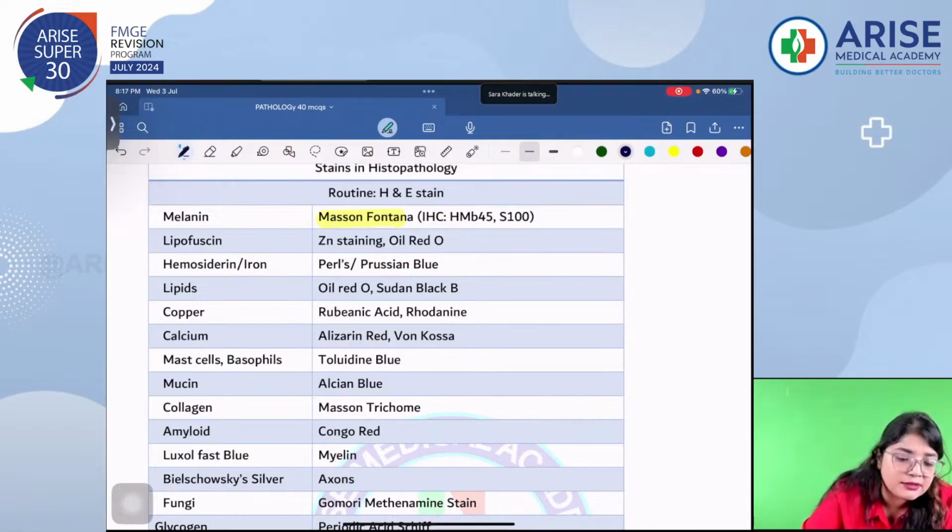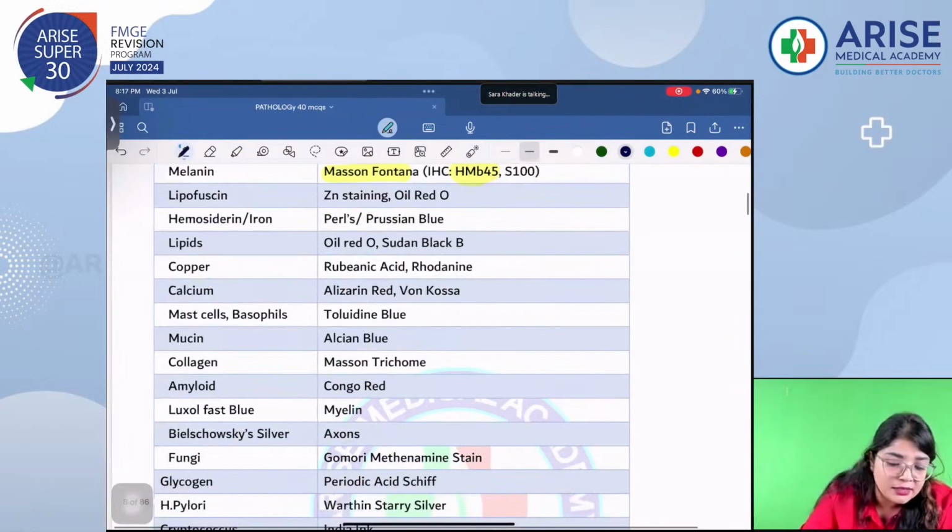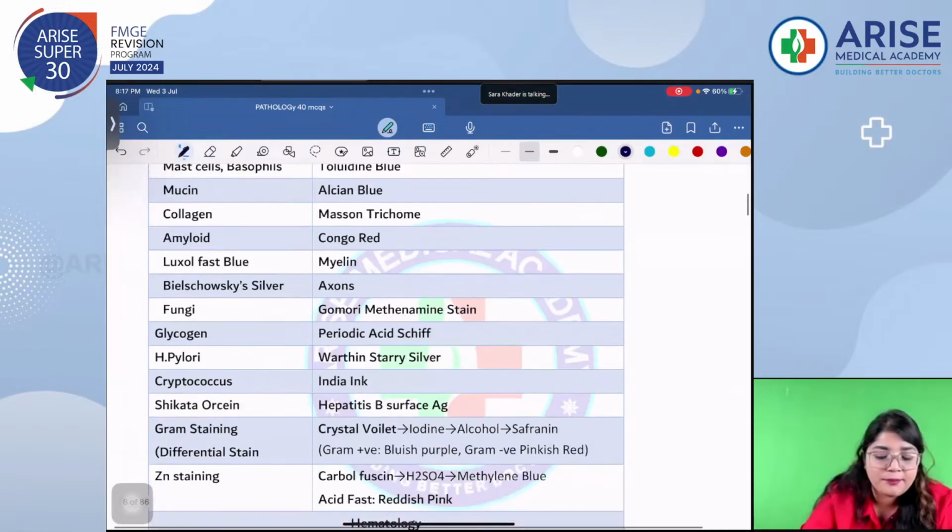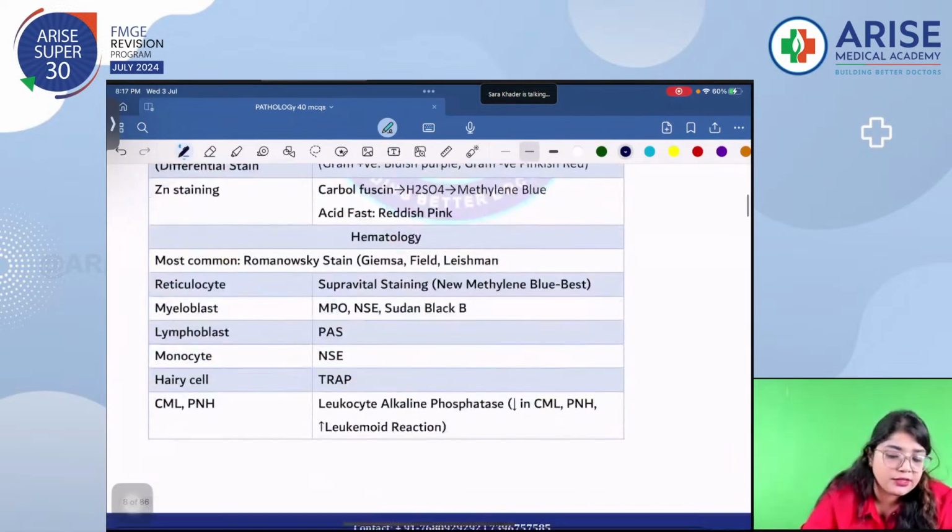And the IHC markers include HMB45, which is the most specific. The other markers and the other stains are all here. Please go through them. They're very important for the exam.